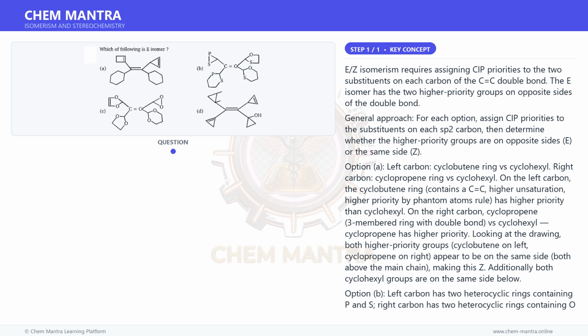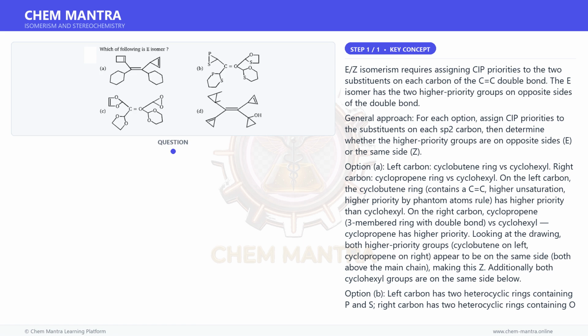Option A: left carbon, cyclobutene ring versus cyclohexyl. Right carbon, cyclopropene ring versus cyclohexyl. On the left carbon, the cyclobutene ring contains a C=C, higher unsaturation, higher priority by the phantom atoms rule, so it has higher priority than cyclohexyl. On the right carbon, cyclopropene, a three-membered ring with a double bond, versus cyclohexyl, cyclopropene has higher priority.